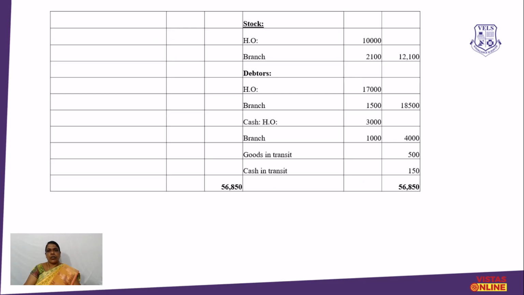Then the stock, head office 10,000, branch office 2,100. Then the debtors, head office 17,000, branch 1,500. You just total it and write it in the outer column. Then cash, head office 3,000, branch 1,000. Total 4,000. Then goods in transit 500, cash in transit 150. When you total it, you will get 56,850, both the liability side and the asset side.